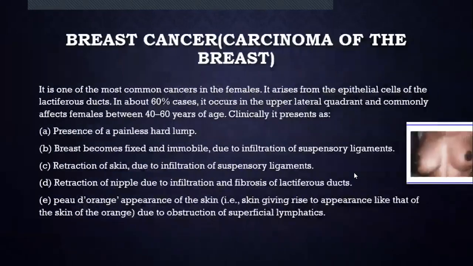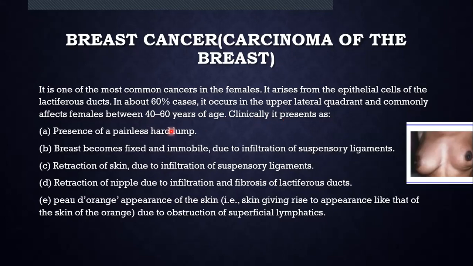So, clinical correlation. Breast cancer. This is a must we talk about. It is one of the most common cancers in females. It arises from the epithelial cells of the lactiferous ducts. In about 60%, it usually occurs in the upper lateral quadrant, and it commonly affects females between ages 40 to 60.